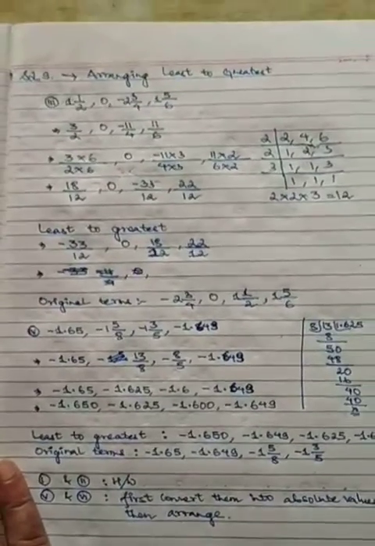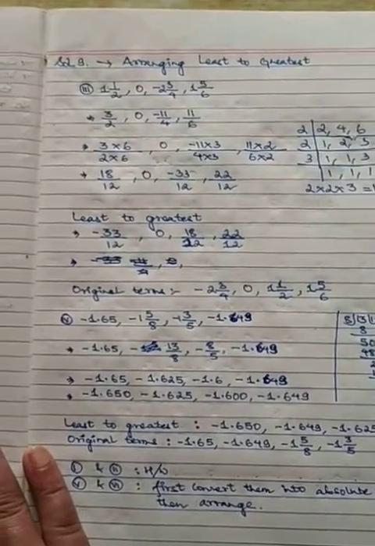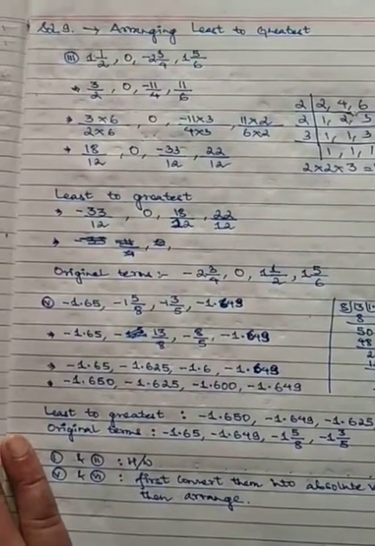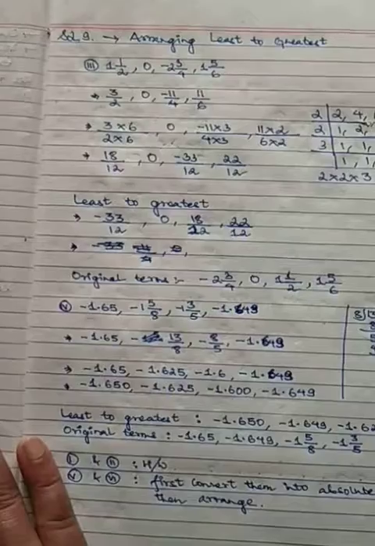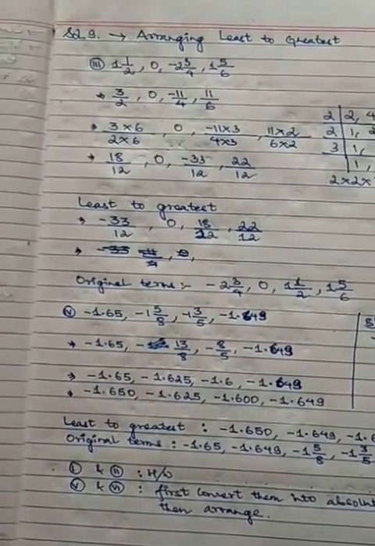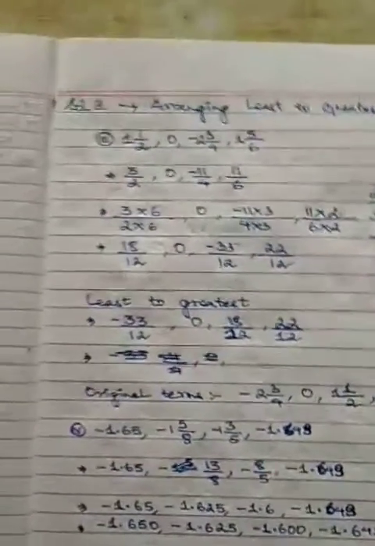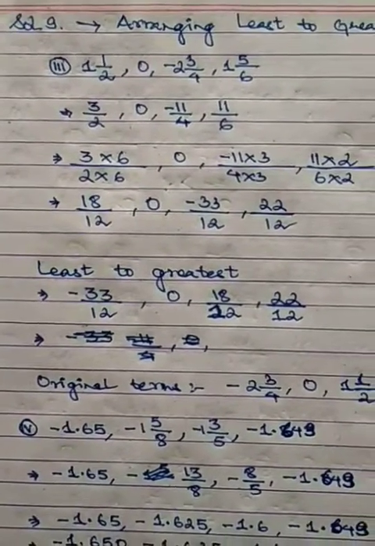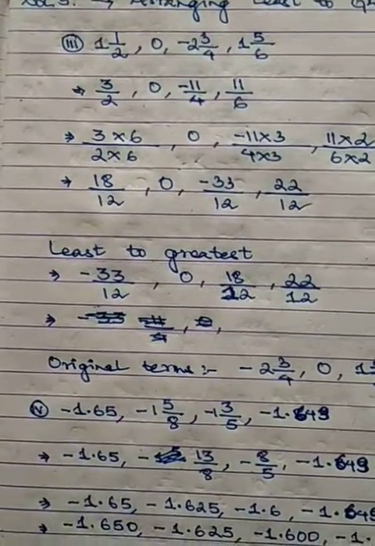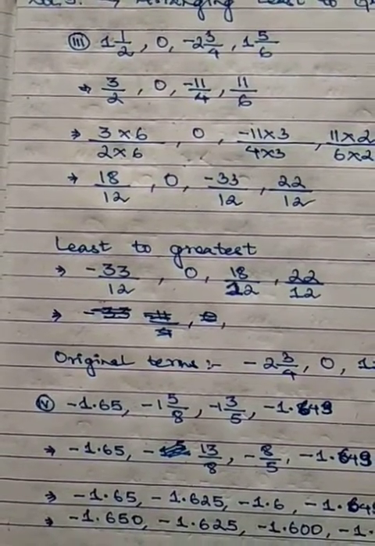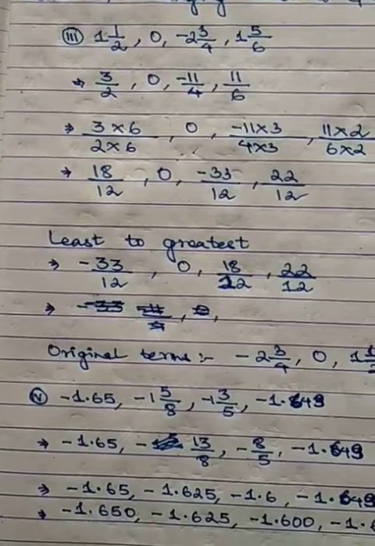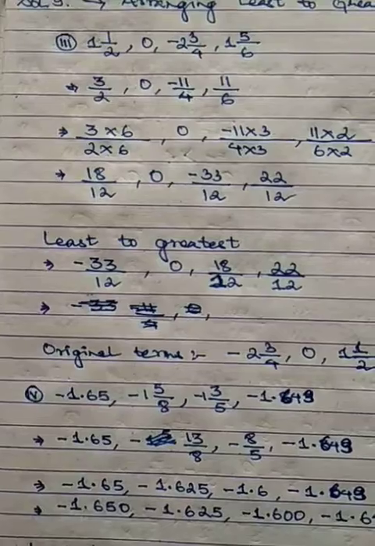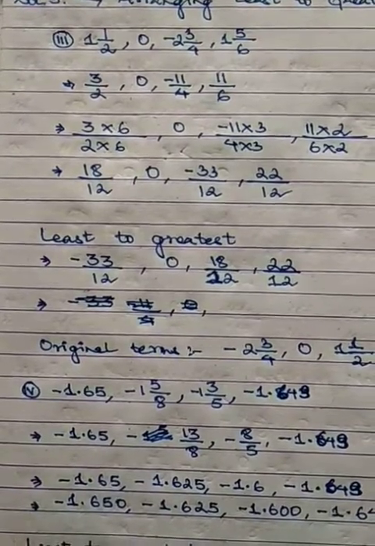Now the next thing we have here is arranging from least to greatest. For the rational numbers, we have to arrange them in ascending order. So the first question, least to greatest, ascending order. The numbers are given in mixed fraction form: the first term is 1 1 by 2, the second term is 0, the third term is minus 2 3 divided by 4, and the fourth term is 1 5 divided by 6.